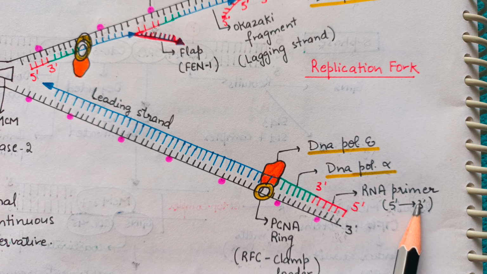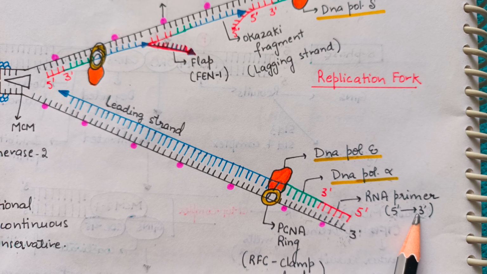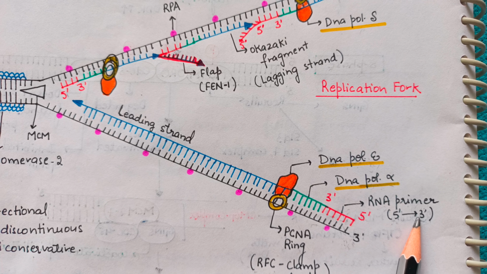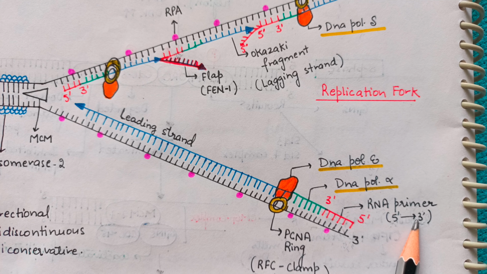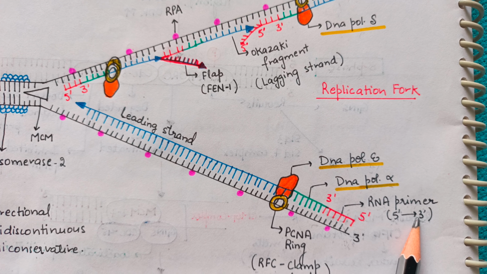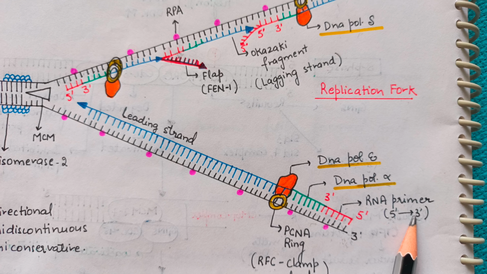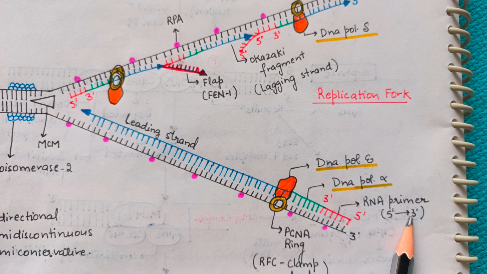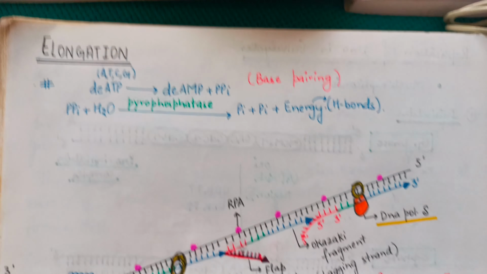It has a hydroxyl group, and this hydroxyl group actually attacks the deoxy adenosine triphosphates, and it can be adenine, thymine, cytosine, guanine, anything, any of the nitrogen bases which is present in the form of triphosphate. The 3' end having the hydroxyl group attacks on that, nucleophilic attack takes place, and then those triphosphates break into monophosphate.